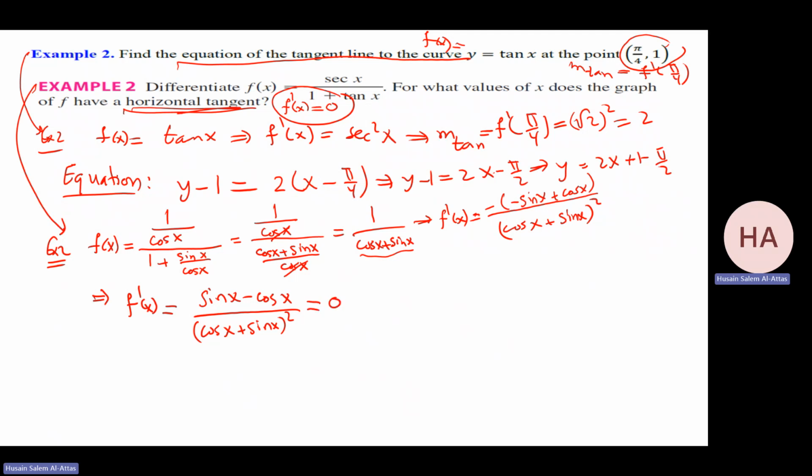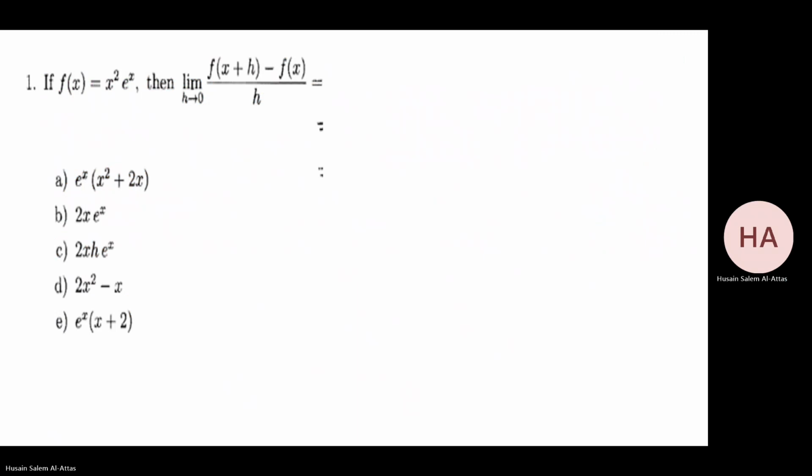I want this to be equal to 0 since I have horizontal tangent. So this happens if sine x equals cosine x, and the denominator is not equal to 0. Okay. So x will be what? When sine x equals cosine x, first and third quadrant, they are at pi over 4 plus pi. So it will be pi over 4 plus n pi, where n is 0, plus or minus 1, plus or minus 2. Okay.